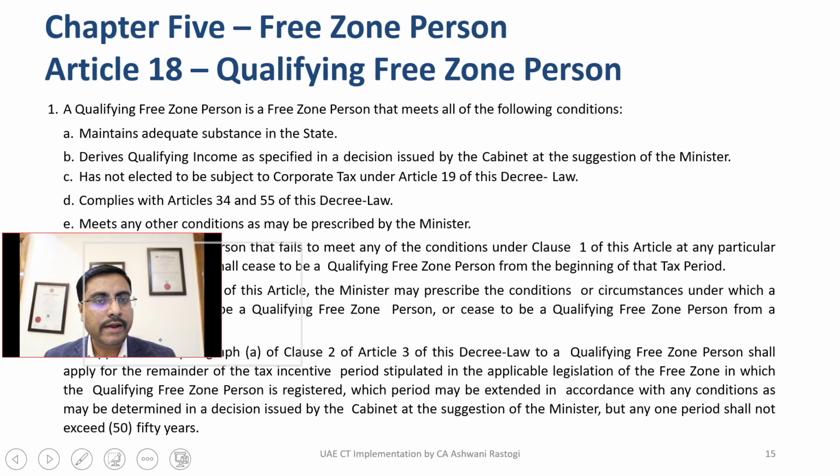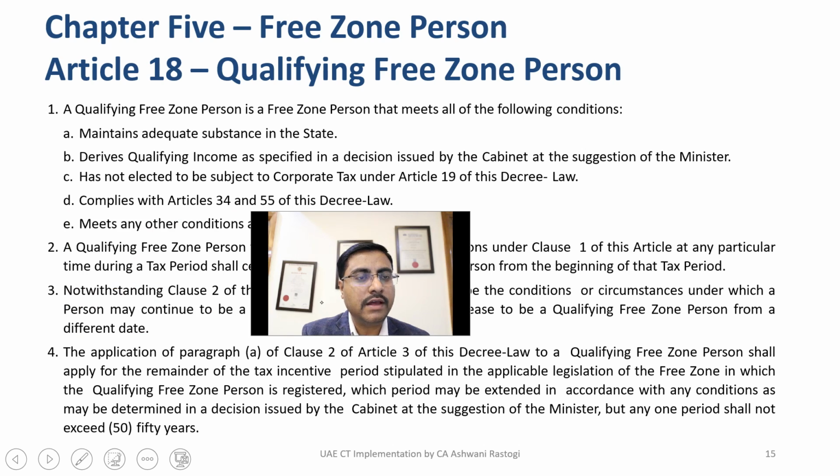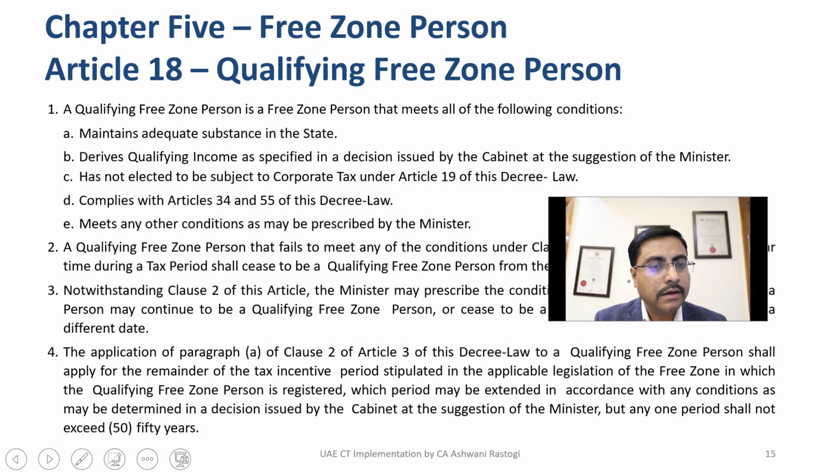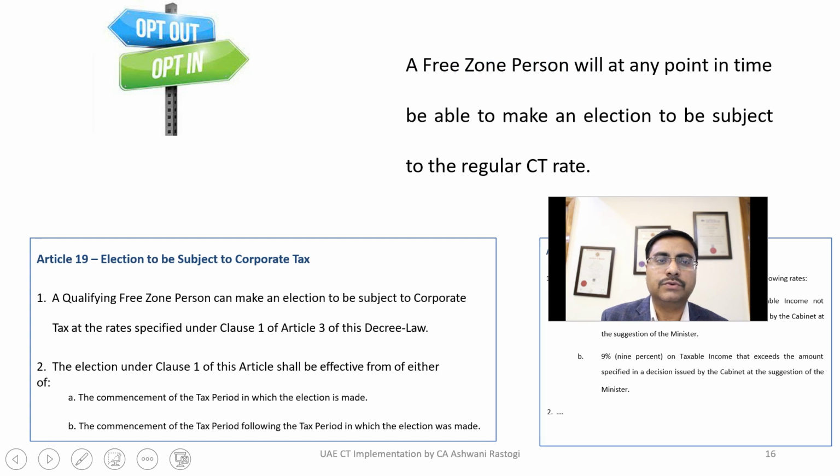So qualifying income is if you are maintaining adequate substance in the state, deriving qualifying income, and complying with Article 34, the arm's length principle, and Article 55 of this decree law, and meet other conditions for audit and maintenance of books of account, then your qualifying income is tax free. So this is for free zone.